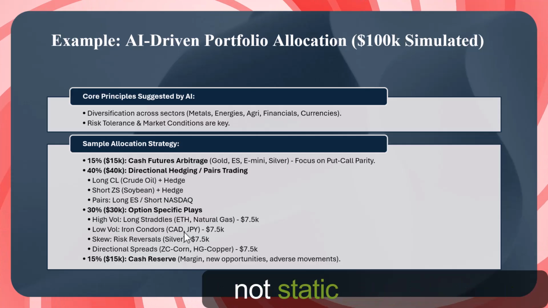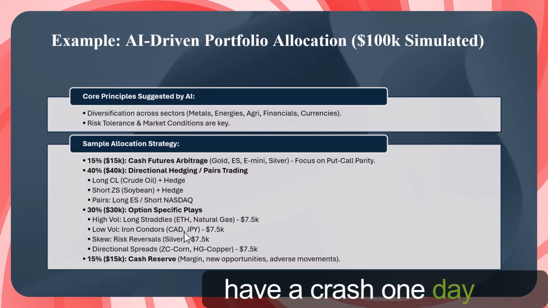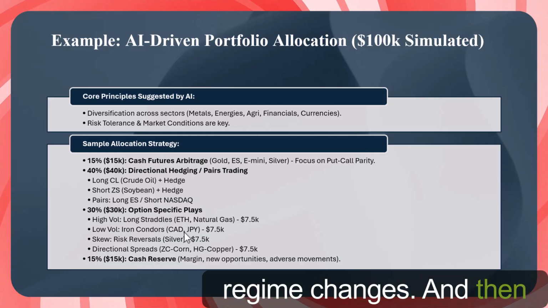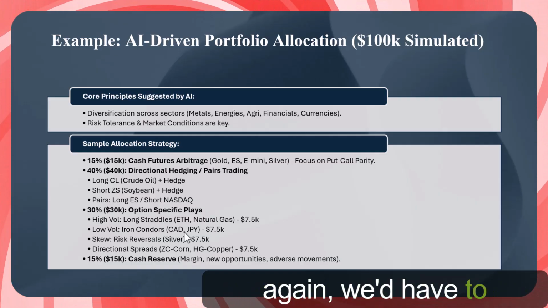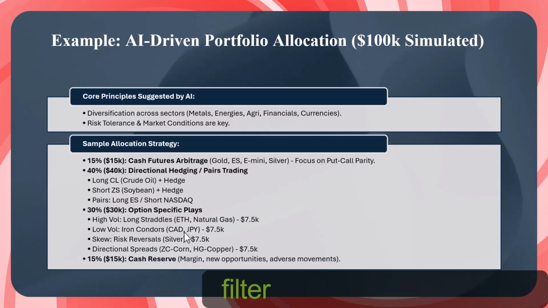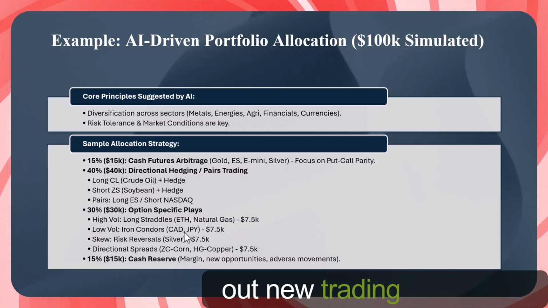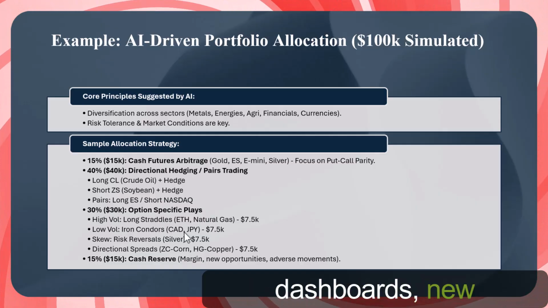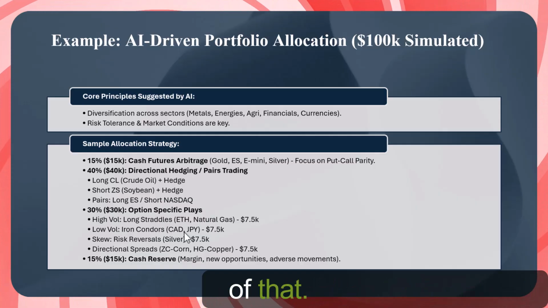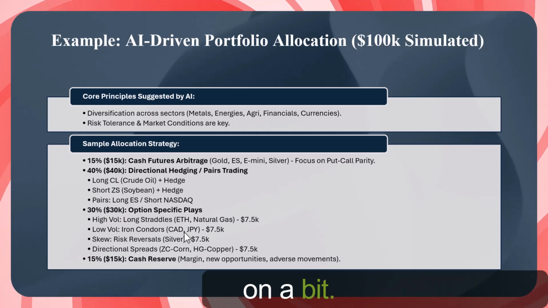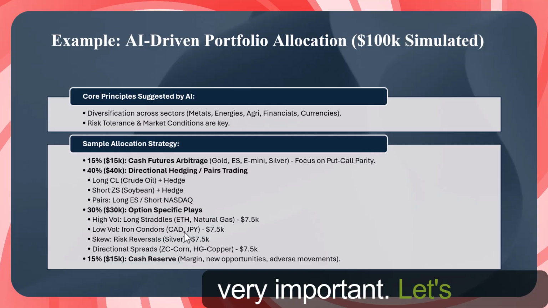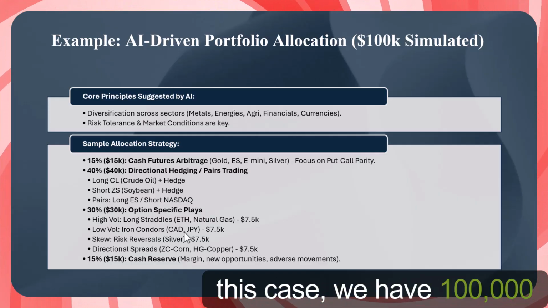So it's not static where you could have a crash one day, and then the whole market regime changes, and then again we'd have to regenerate new reports built around the data and build out new trading strategies, live trading strategies, potentially with new dashboards, new backends, and generate all of that. So that can be done on demand.